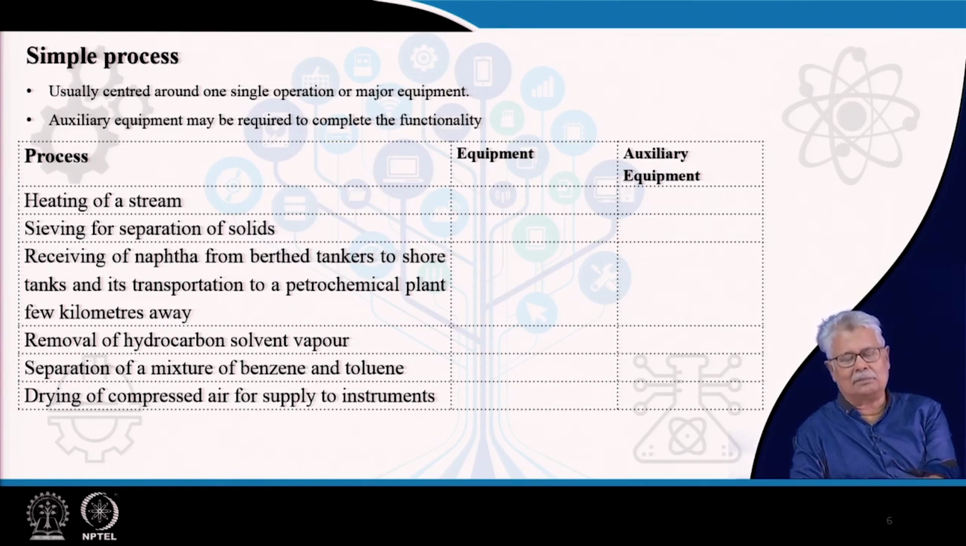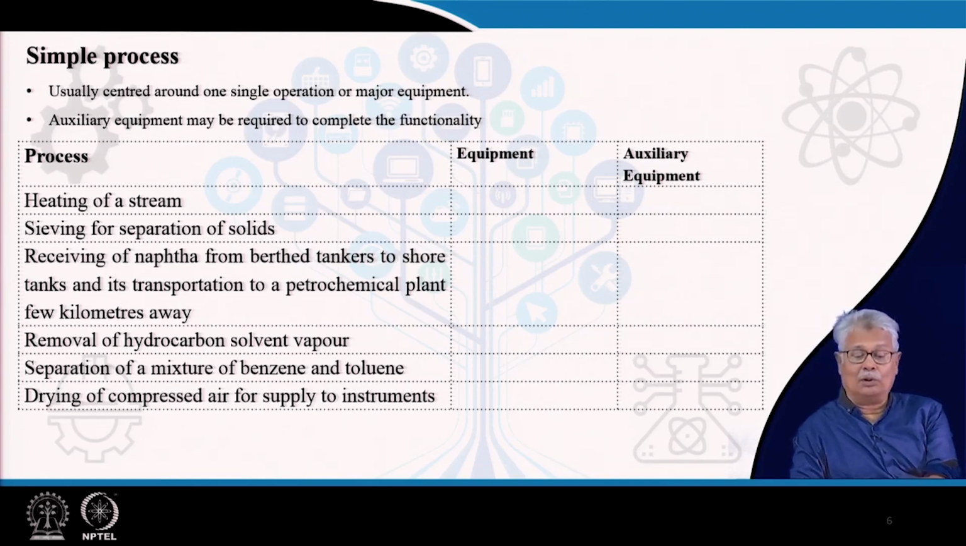Certain example processes are here. One is heating of a particular stream, the example which I gave of heating of a kerosene stream from 30 to 70 degrees centigrade earlier. We sieve for separating solids according to the size. We receive naphtha from the bath tankers to the shore tanks and for transportation to a petrochemical plant few kilometers away. Yes, that's also a process. Removal of hydrocarbon solvent vapor. Separation of a mixture of benzene and toluene, the example which I just gave. Drying of compressed air for supply to instruments.